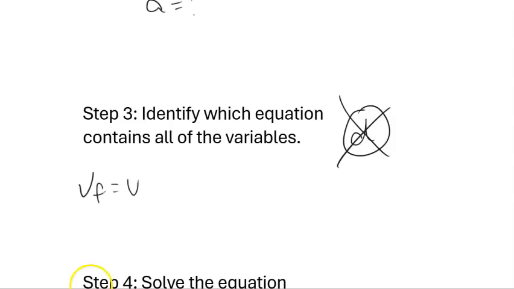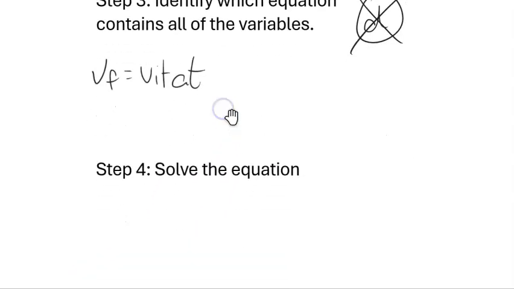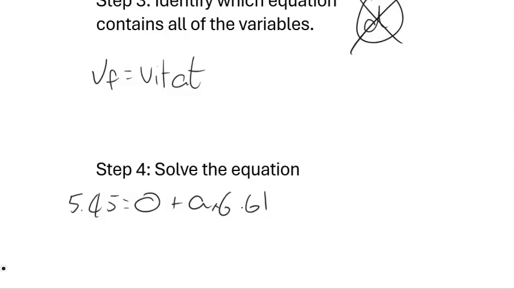VF equals VI plus AT, and then solve the equation. We can do this 2 ways. You can plug in the values that you know. So VF is 5.45, so 5.45 is equal to 0 plus the acceleration, which is the variable we're trying to find out, times 6.61. So we can rewrite this now. 5.45 is equal to 0 plus, so we don't need to worry about that.